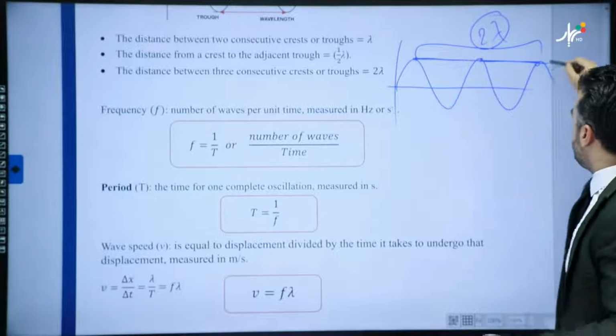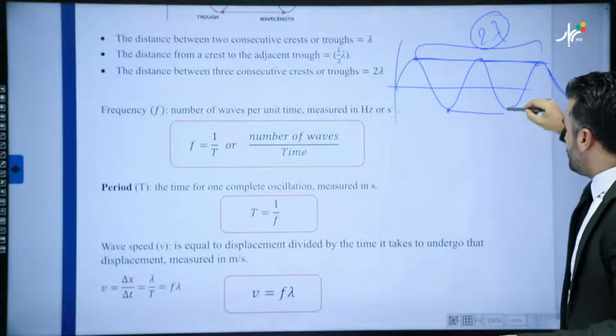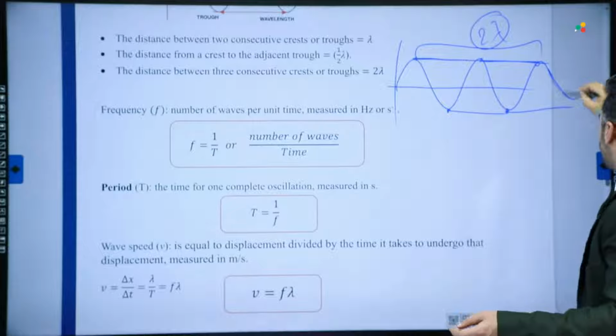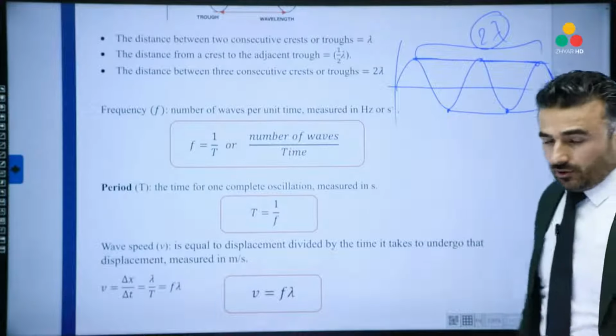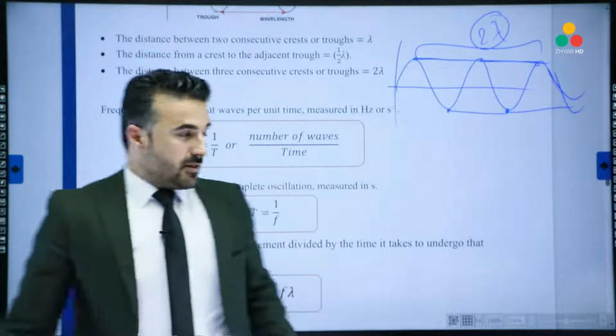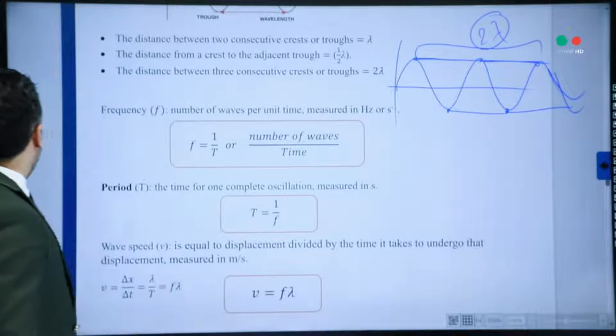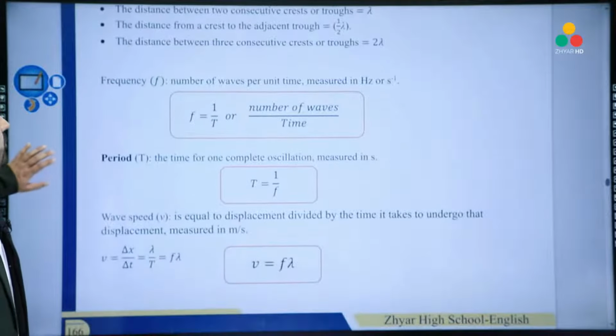What if we start with a trough, let's say in this case, that is 1, 2, and this is 3. So 3 troughs would equal 2 wavelengths. Okay. That was good. Okay, now what about the frequency?